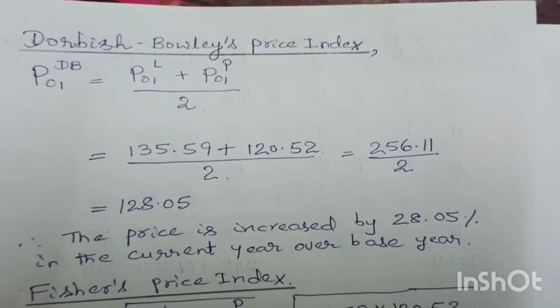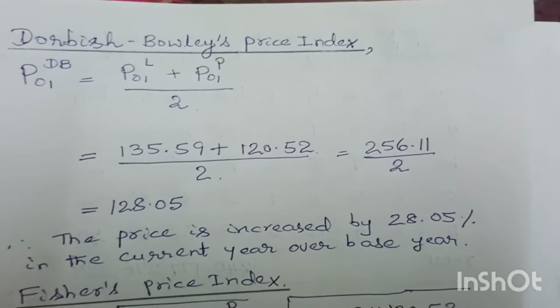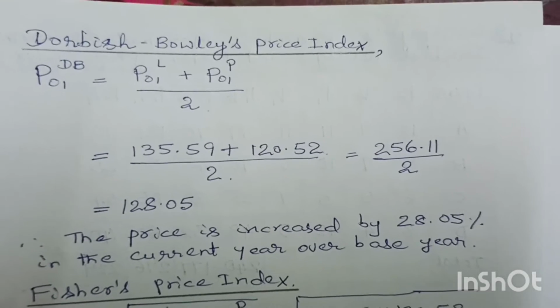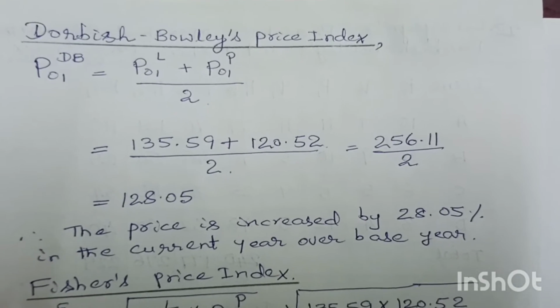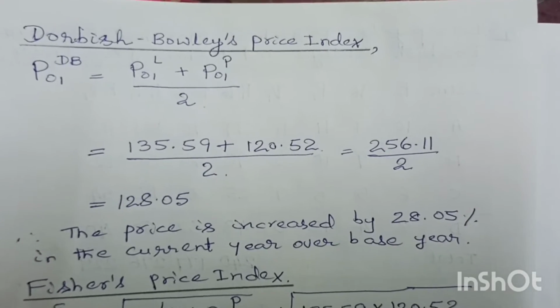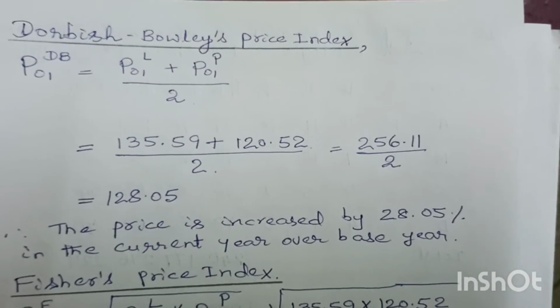So substitute the values, divide by 2. You will get 128.05. Subtract 100, you will get 28.05. That is the percentage increase. You have to write the conclusion: the price is increased by 28.05% in the current year over base year.